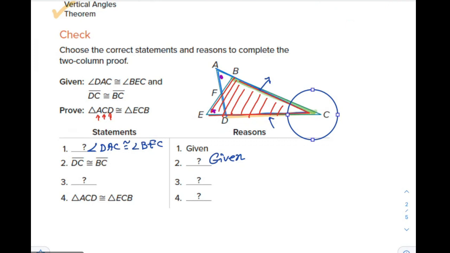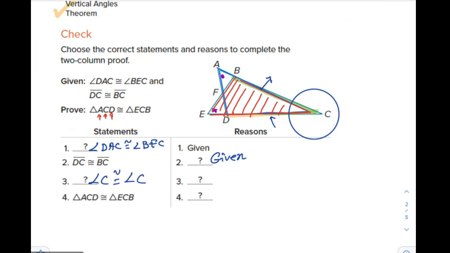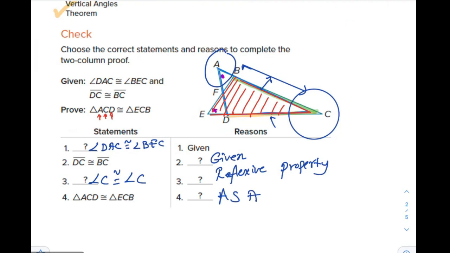It is a vertex angle, part of the first triangle, the blue one, and it is an angle at the vertex for the red triangle. And that's why we will write that angle C is congruent to itself using the reflexive property of congruence. So what happened now? We have side, angle, another angle. We have an angle here, we have an angle, and we have a side connecting them. So we can prove that these triangles are congruent by angle, side, angle.